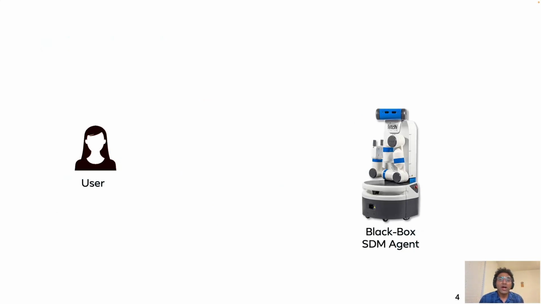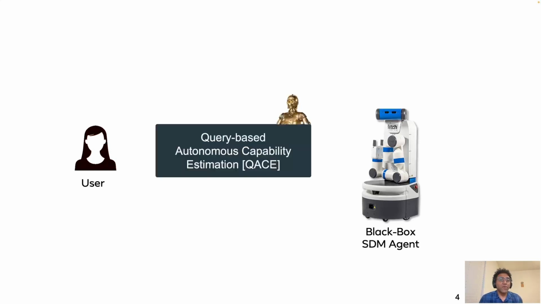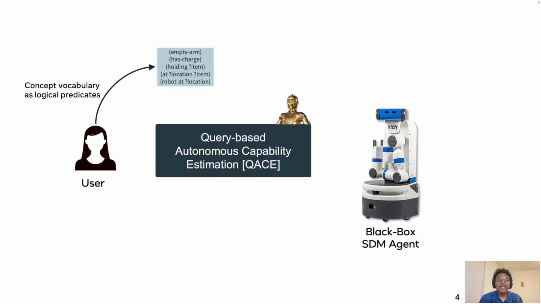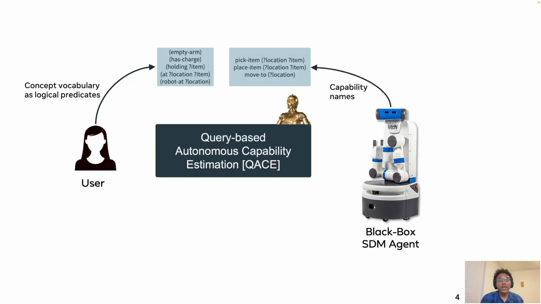Now, I'll walk you through a high level overview of our proposed setup. So, here we have this user who wants to understand the capabilities of this black box sequential decision making agent, or SDM agent for short. For this, we propose this query-based autonomous capability estimation system called CASE, which takes two inputs. The first input is the concept vocabulary of the user in the form of logical predicates. So these are the terms that the user understands. The second input is the name of the capabilities that the black box SDM agent supports.